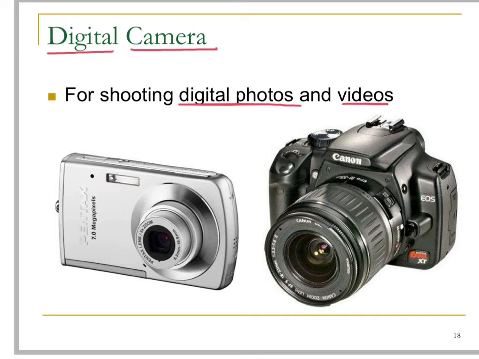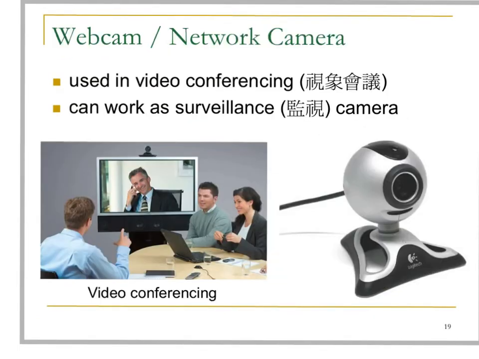In fact, there are different types of camera used with a computer. For example, one common example is the webcam or network camera. They are commonly used in video conferencing, 視像會議, or they can be used as surveillance camera.